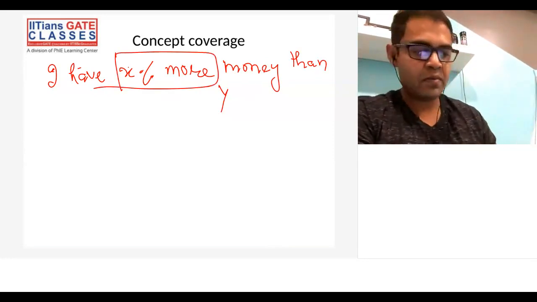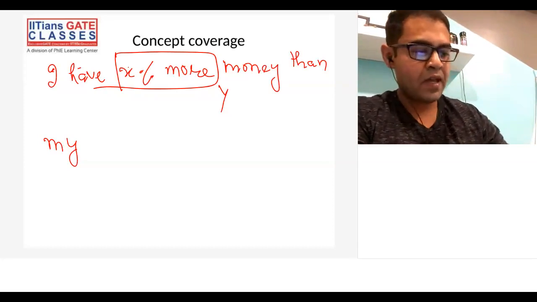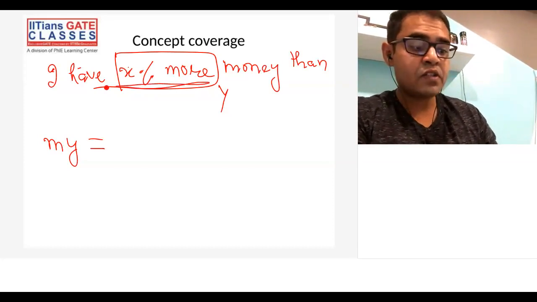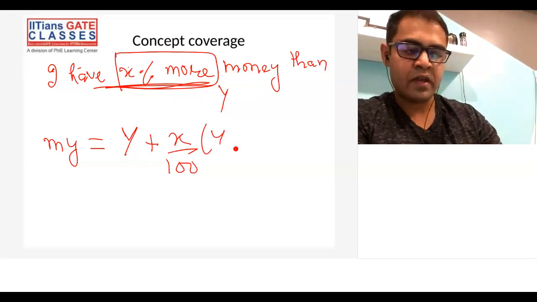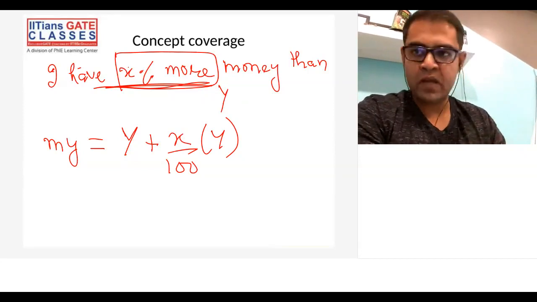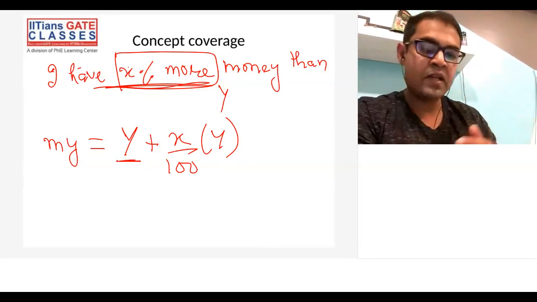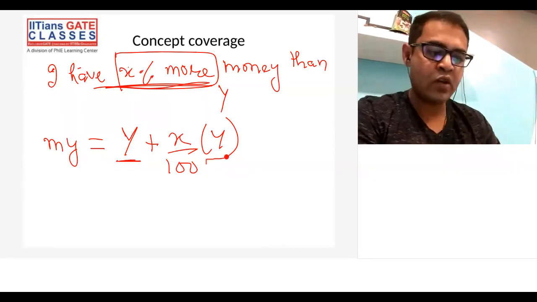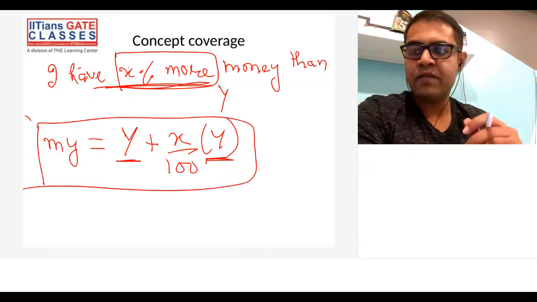X% more. That means, let's say, my is the variable which stores my money. My money will be equal to X% more, that means the money that Y has plus X% of Y. This means that I have X% more money than Y. So my money is equal to whatever money Y has plus X% extra of Y only. This is the basic concept when you have more than X.